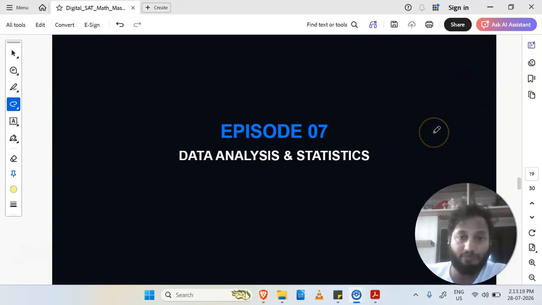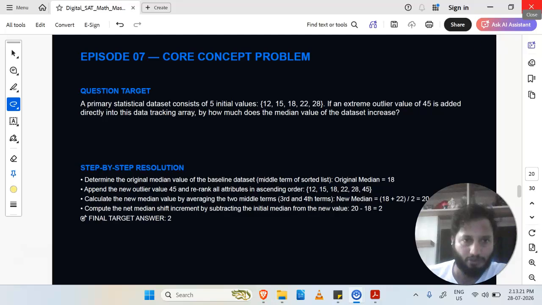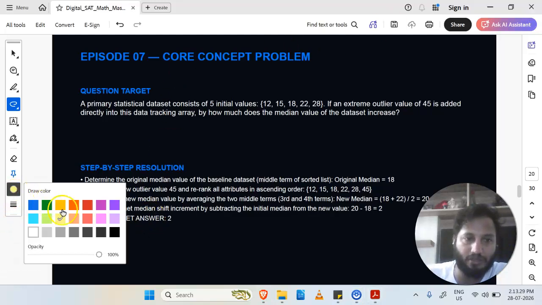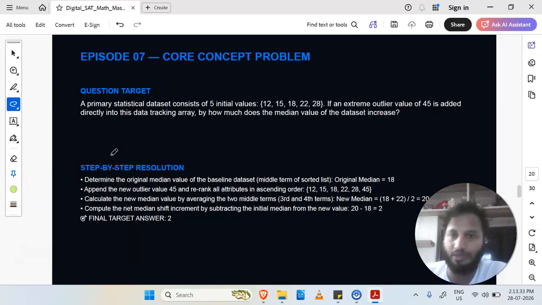So the first problem is flashing right on your screen. You can see that, and I'm reading it out. A primary stat data set consists of five initial values, which are 12, 15, 18, 22, and 28. It's an array of five data points. If an extreme value of 45 is added directly to this data set, how much does the median value of the data set increase?